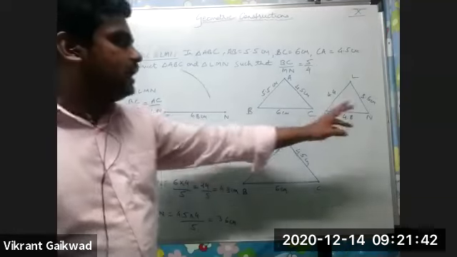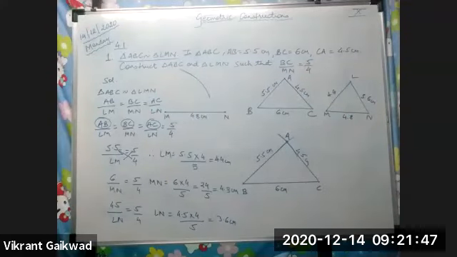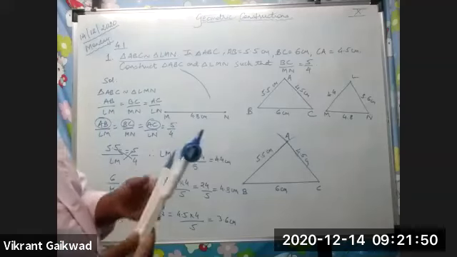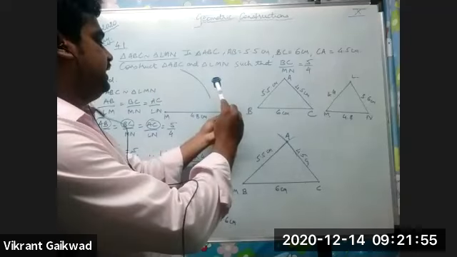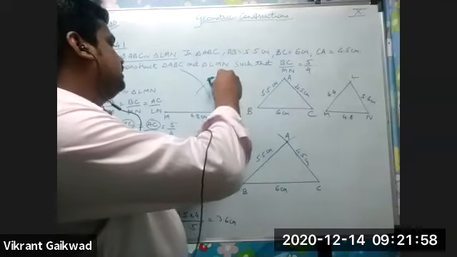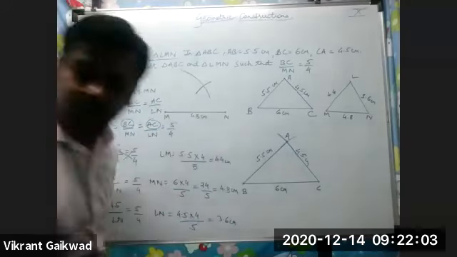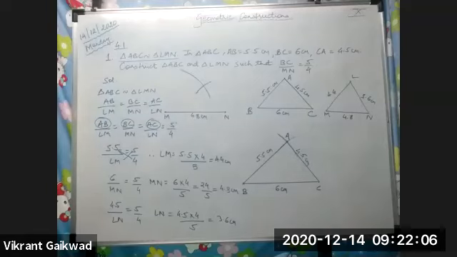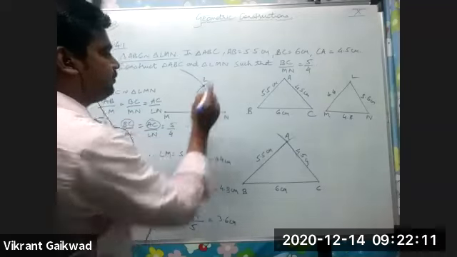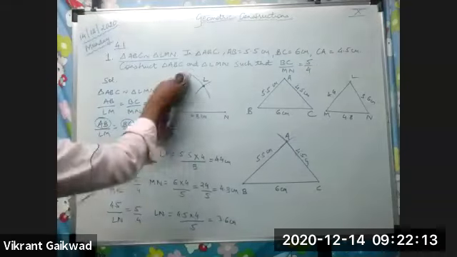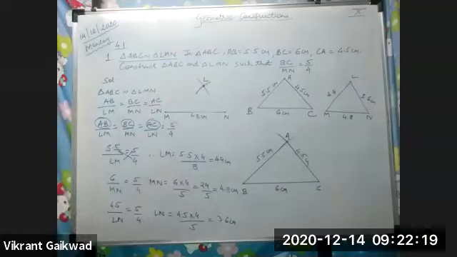Now the next part is constructing side LN, which is 3.6. So you are going to take 3.6 on your rounder. Keep the tip at N and cut an arc. You'll get the point of intersection of the two arcs. That point of intersection is nothing but point L. And you can cut this part of the arc, make it small. It looks attractive.